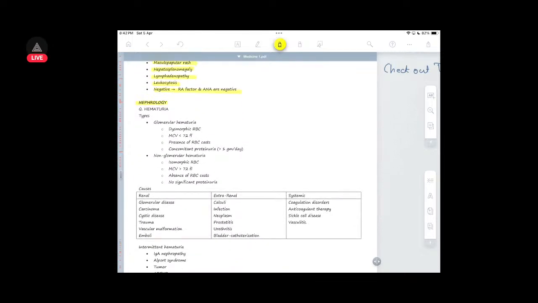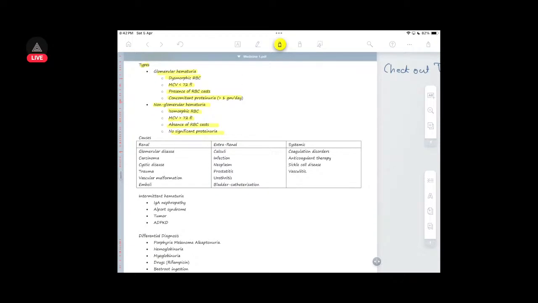Then nephrology. Going on to nephrology, first of all you have hematuria. It can be glomerular hematuria or non-glomerular hematuria. In glomerular hematuria you can see dysmorphic RBCs. Mean corpuscular volume will be less than 72 femtoliters, and RBC casts and concomitant proteinuria will be present, which is more than 1 gram per day. Non-glomerular hematuria will have isomorphic RBCs in the urine analysis. Mean corpuscular volume is more than 72 femtoliters. There is absence of RBC casts and no significant proteinuria.